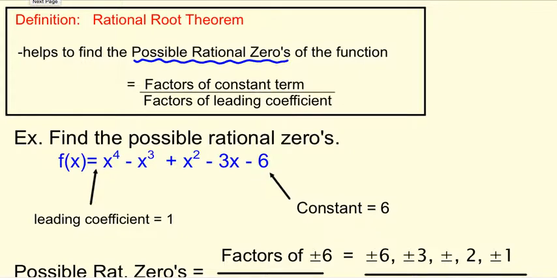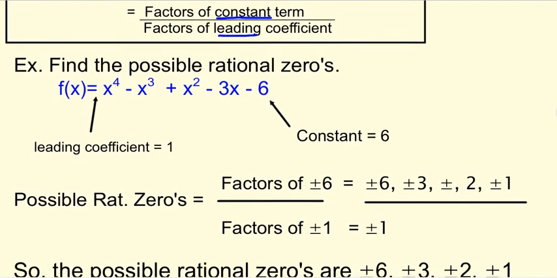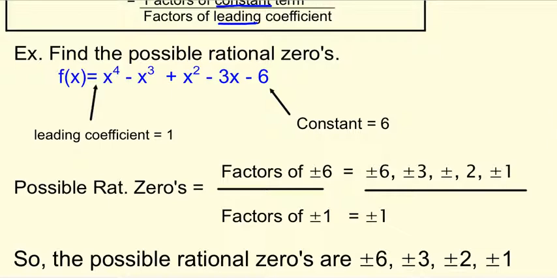In order to do this, the possibilities, we take the factors of the constant term divided by the factors of the leading coefficient. So I have an example below here. What we're giving you is a function. The degree is 4, so we could have up to a possibility of 4 real roots, or zeros, rational zeros. This is called a quartic function.